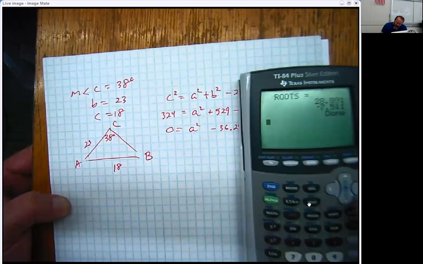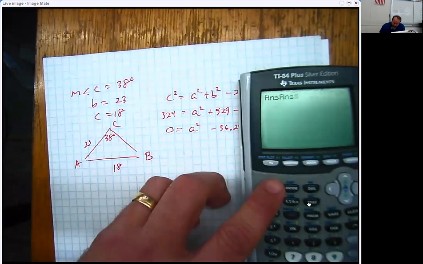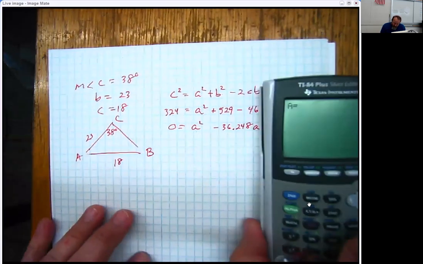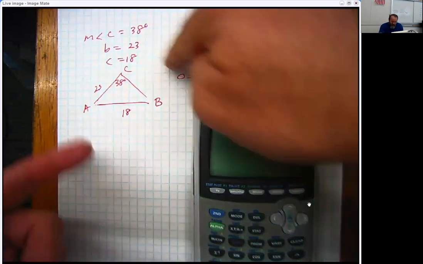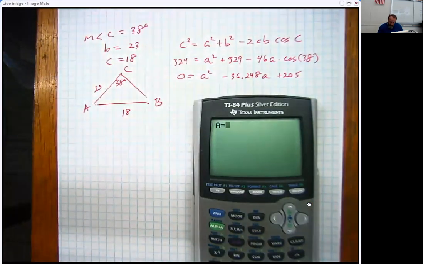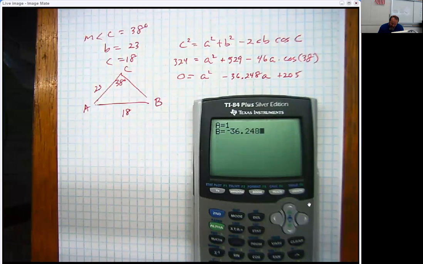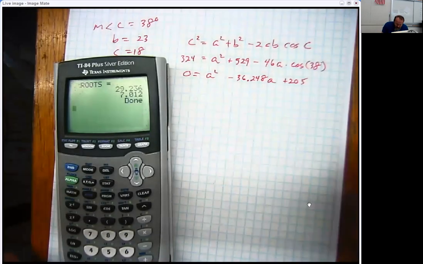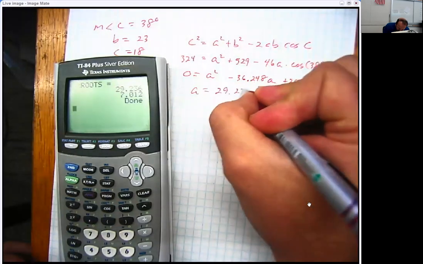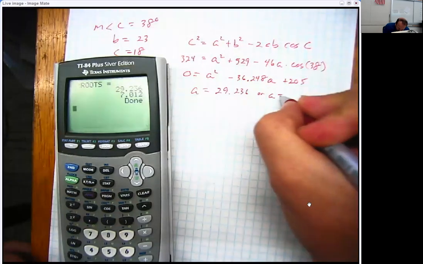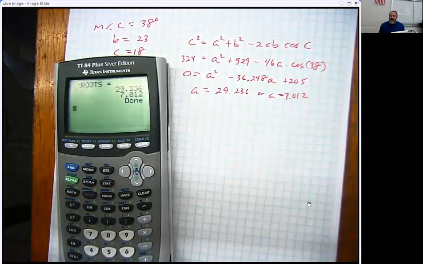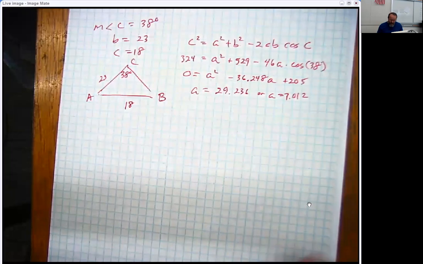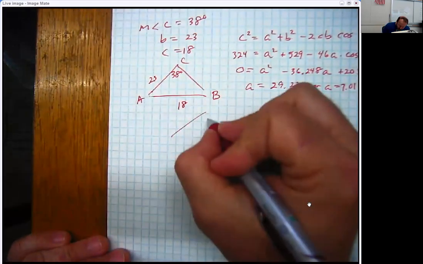And now we can go back and grab my program here, and remember, A isn't the A that we see from here. A is from the quadratic formula, leading coefficient of 1, then a secondary coefficient of 36.248, and a tertiary of 205. And now notice that I have two numbers, 29.2 and 7.0. So I've got A is 29.236, or maybe A is 7.01. Well, those are both good numbers, aren't they? Those seem reasonable in terms of what happens. So we do have an option 1.